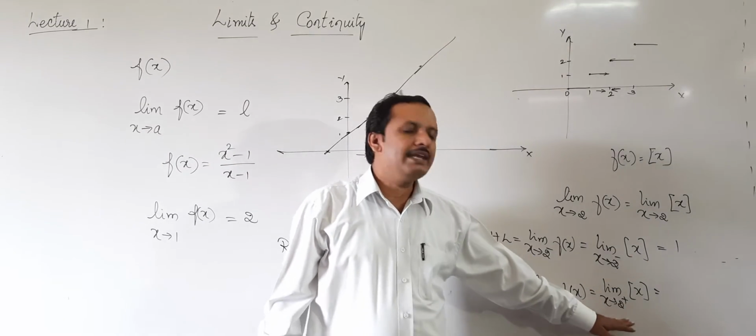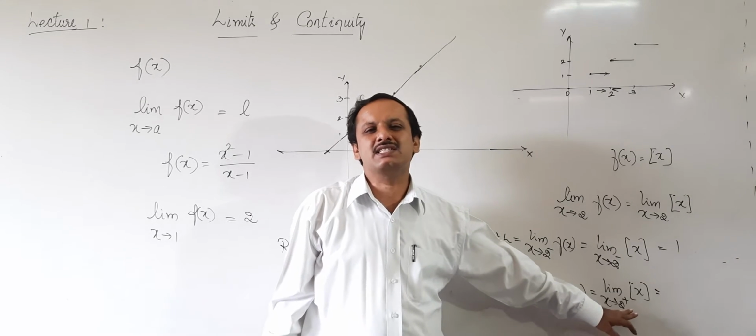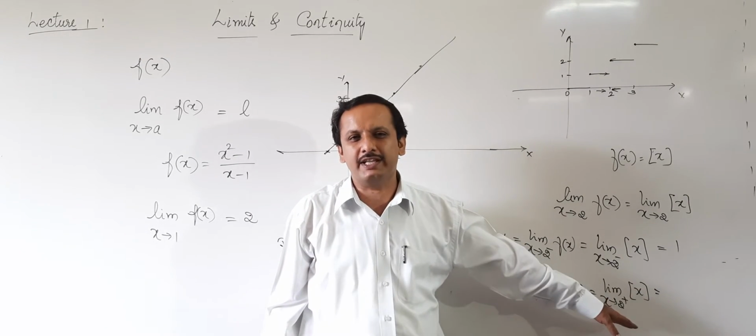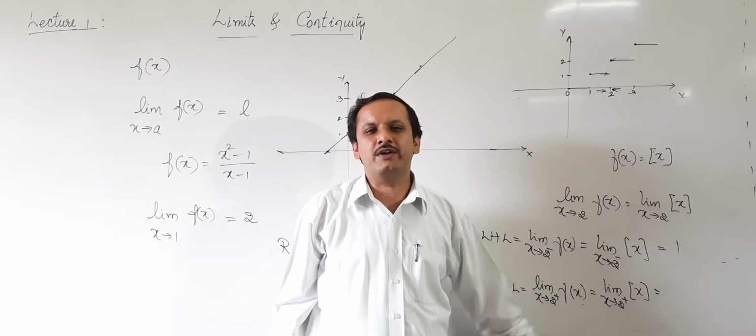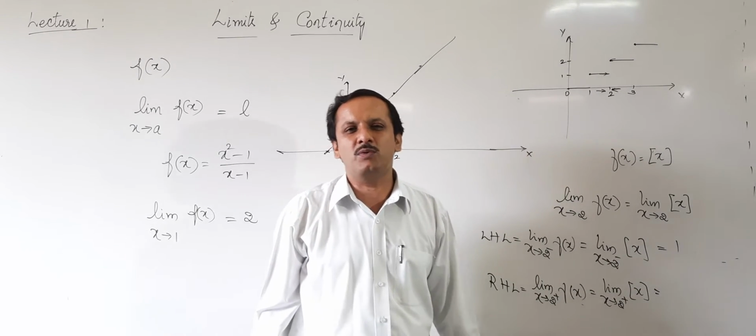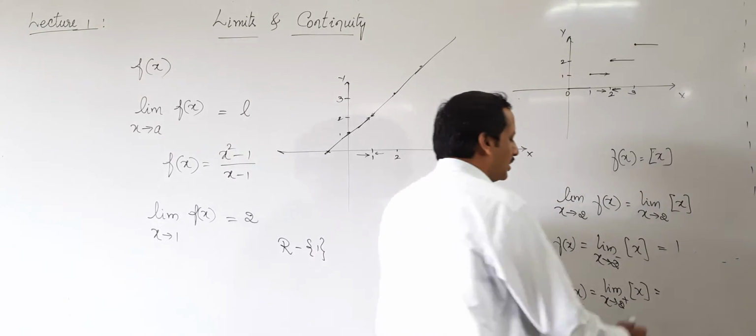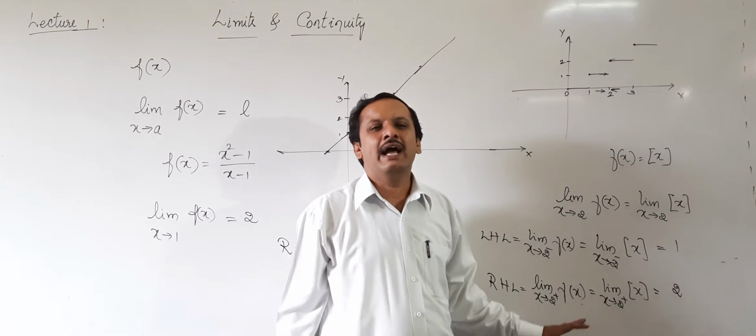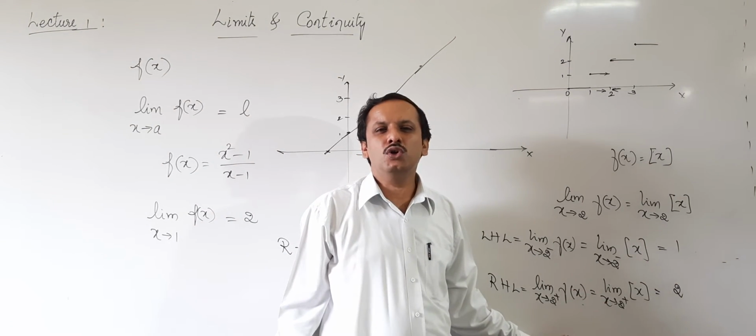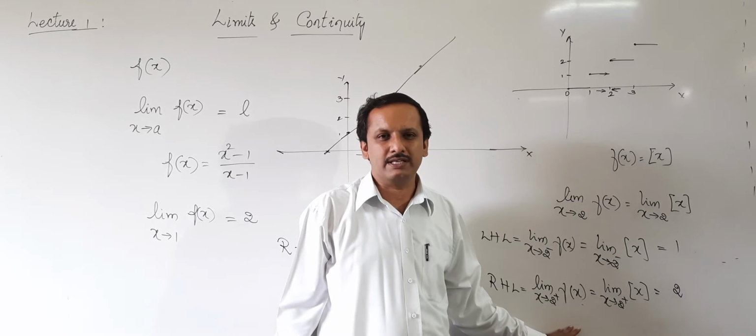Because when I write x tends to 2 plus, its meaning is that x is very close to 2 but greater than 2, which means x may take the values 2.1, 2.05, 2.01, 2.001, etc. At all those points, step x value is equal to 2. Now we observe that the left hand limit is equal to 1 and the right hand limit is equal to 2. They are not equal, hence the limit does not exist.